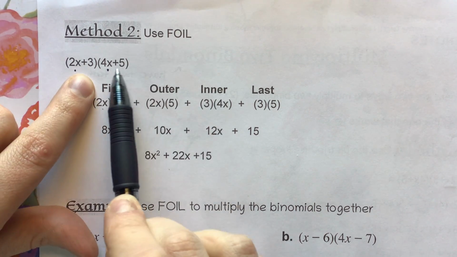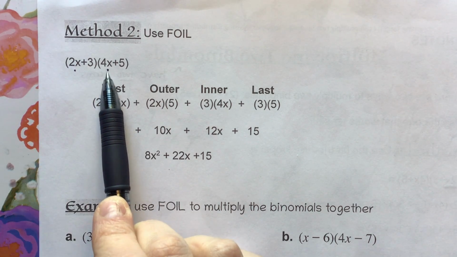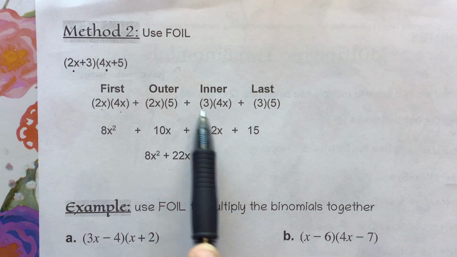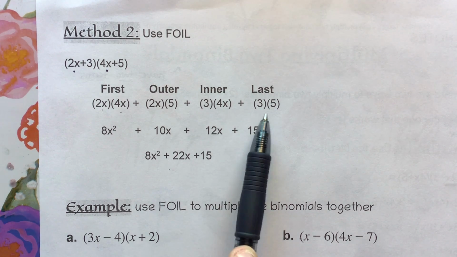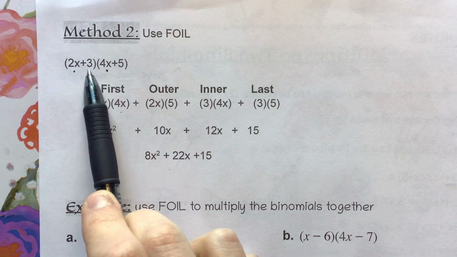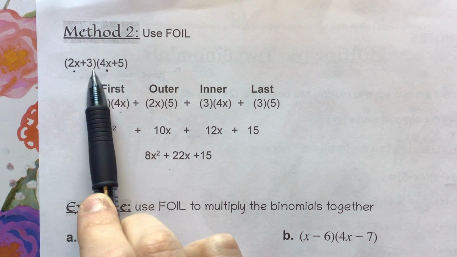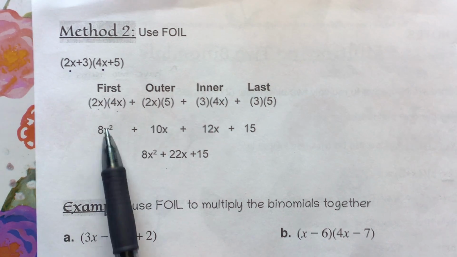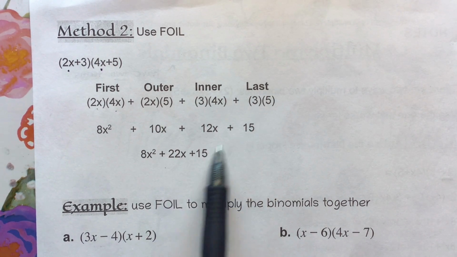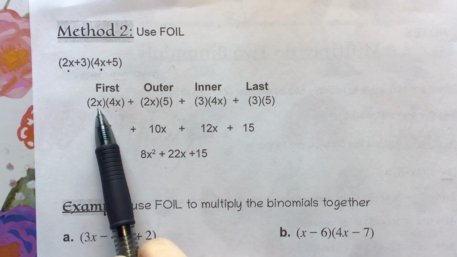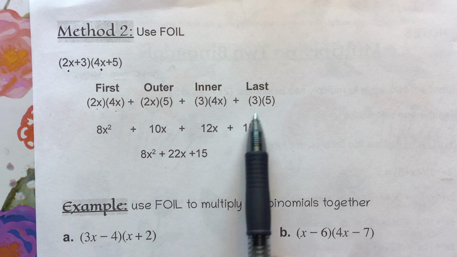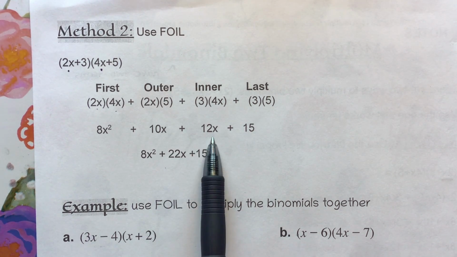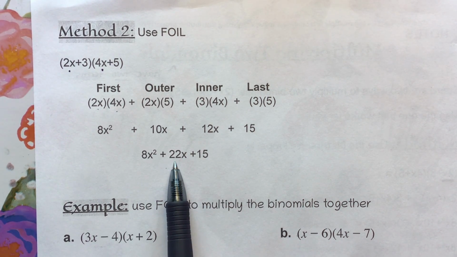I then have the inner terms, which is 3 and 4x. These are on the inside, so that is going to be 12x. And then I have the last terms, meaning 3 and 5. What are the last terms in each set of parentheses? So when I do that, I'm still going to end up getting the same result as before. I'm going to multiply to get 4 terms, combine like terms in the middle, and then have this trinomial as my final answer.